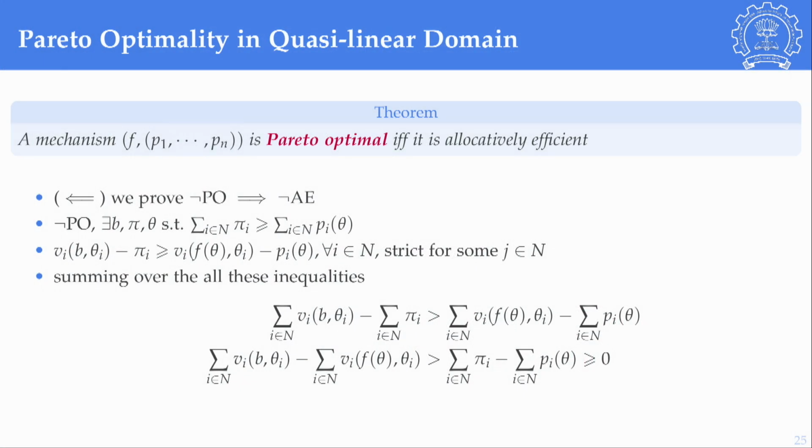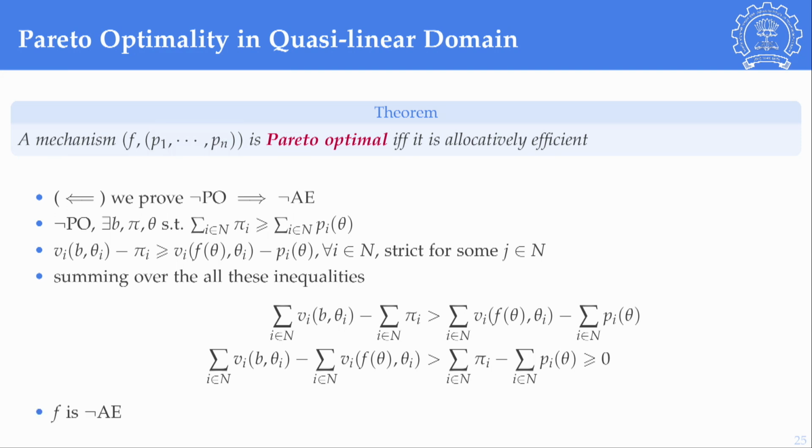You will also have to use this fact because of the pi i's. So just remember that you will have to also use this fact, that this is at least as much, but everything falls in place. You just see that the sum of the valuations of all the agents minus the sum of the valuations under the original mechanism, which was your f mechanism, is going to be strictly larger than 0. So, clearly this is not allocatively efficient. So, clearly if it is not Pareto optimal, then it is not allocatively efficient. So, we have proved the reverse direction.